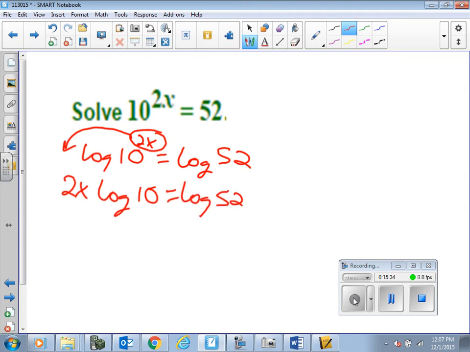Now, go ahead. Since now we know that this has a 2 in front of x, do you still divide by log 10 on both sides? I would do that, but also you want to think about, do we know what log base 10 of 10 is?